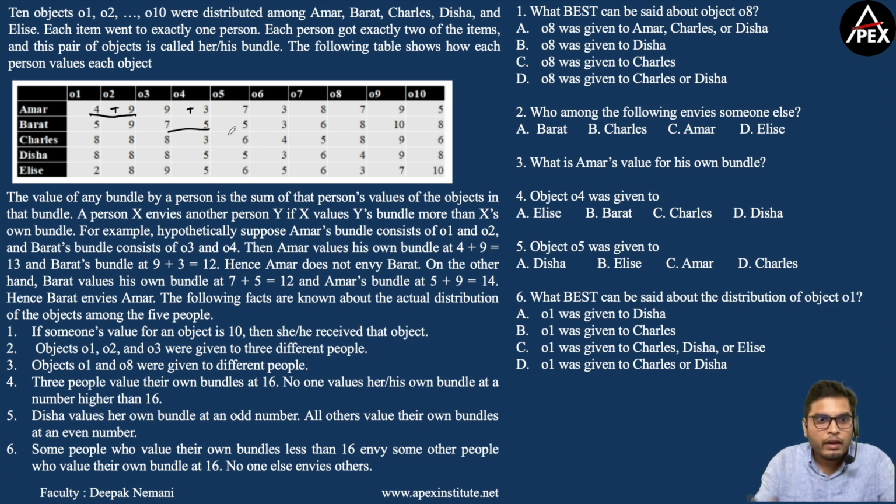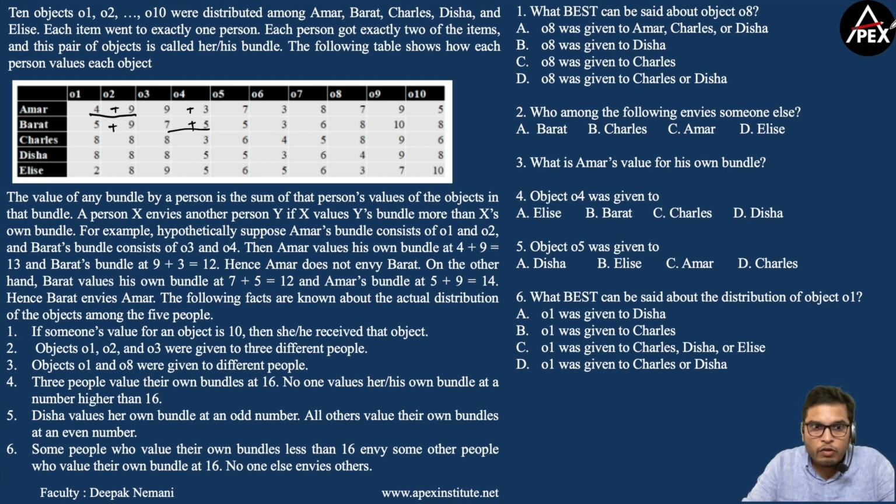On the other hand, Bharat values his own bundle at 7 plus 5 which is 12 and Amar's bundle at 5 plus 9 which is 14. So Bharat's value of his own bundle is less than Bharat's value of Amar's bundle. Hence, Bharat envies Amar. The following facts are known about the actual distribution of the objects among the 5 people.